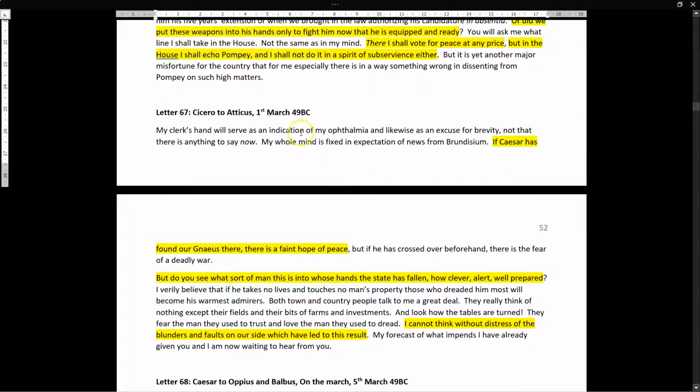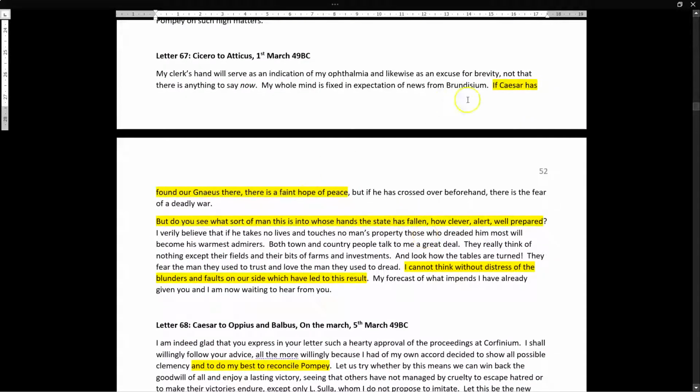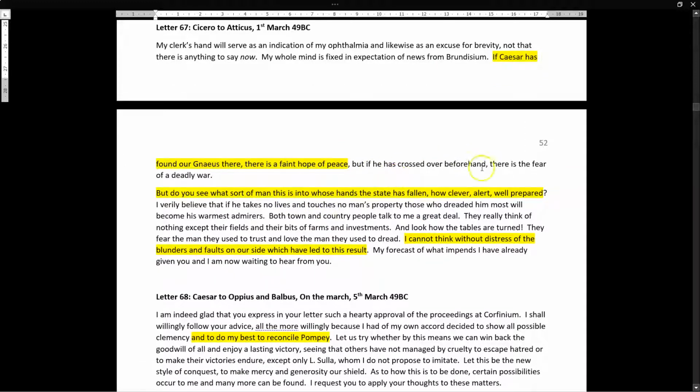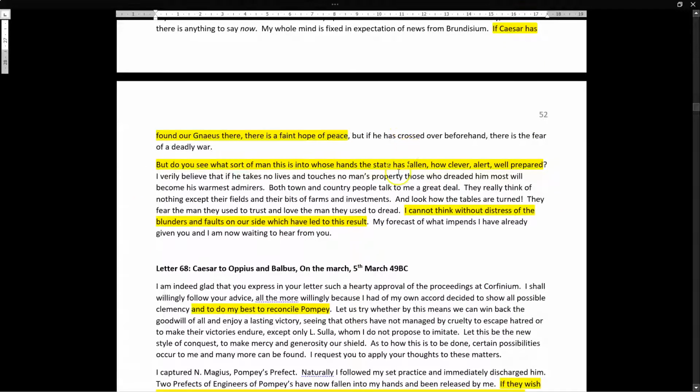So then a few months later, this is the beginnings of the Civil War, basically. "Tying myself in knots." So when Caesar crosses the Rubicon, Pompey and his supporters flee Rome and just leave the city to Caesar. And Caesar marches, takes the treasury, pays his soldiers and goes off and fights. So this is where this is coming in. "Caesar has found out Gnaeus," that's Pompey. "There is a faint hope of peace." So this is from Brundisium. He's hoping that if the two meet, they might be able to solve it. But if Caesar has crossed over beforehand, there is fear of a deadly war. So if they can't meet in person, then there's going to be a war.